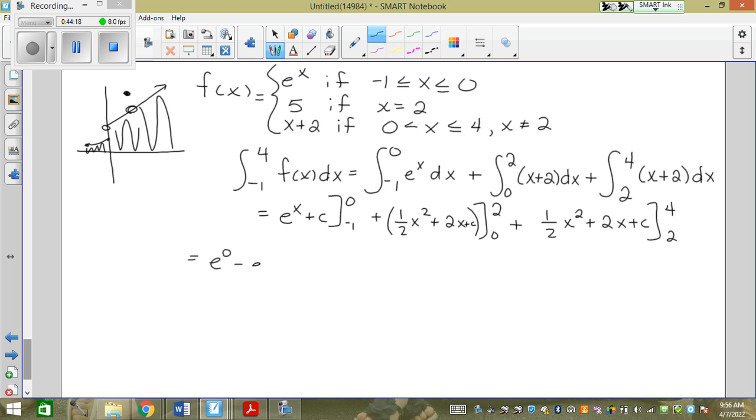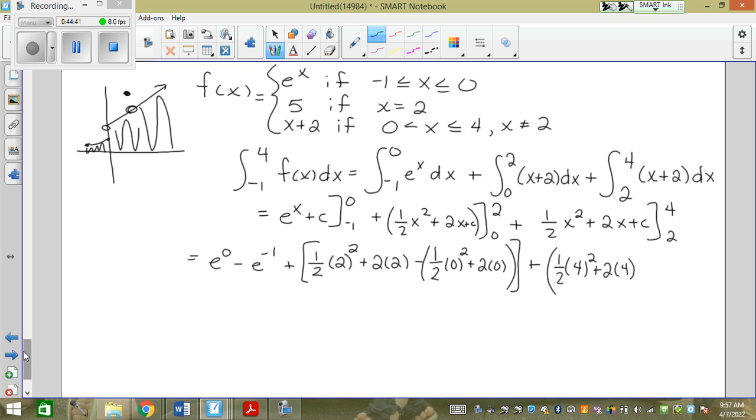e to the 0 minus e to the -1, plus 1/2 times 2 squared plus 2 times 2, minus 1/2 times 0 squared plus 2 times 0, plus 1/2 times 4 squared plus 2 times 4, minus 1/2 times 2 squared plus 2 times 2. Just a lot of numbers, but it's the same steps over and over. And when you do that, you get 17 minus 1 over e. Because this here is going to become a 1 over e. That's going to become a 1. So don't forget this is a 1.